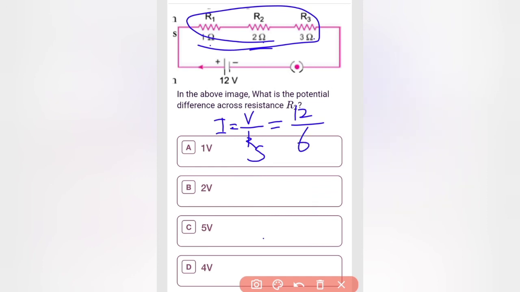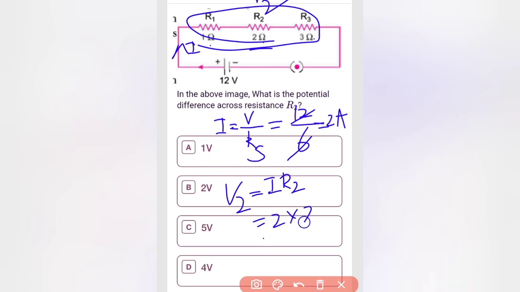So 12 by 6, it's going to be 2 amps. So total current is going to be 2 amps. And they are asking you to find the potential difference across R2. That means we have to find this V2. What is the formula to find V2? V2 is equal to I into R2. I is 2, R2 is 2, so total 4 volt. Option D is the correct answer.